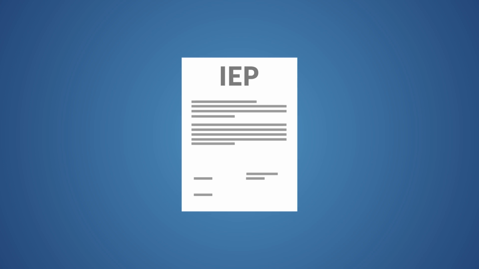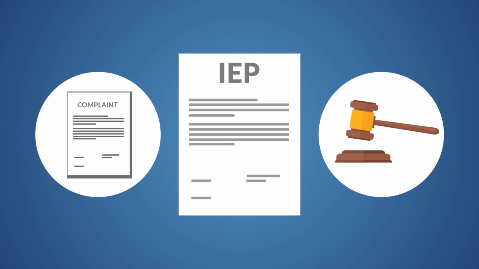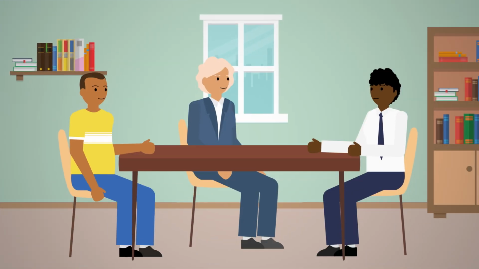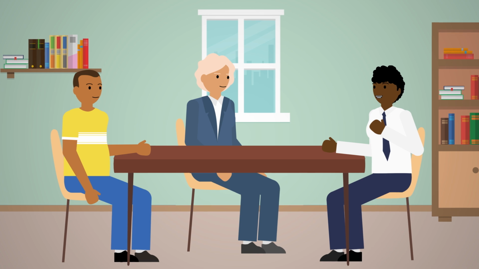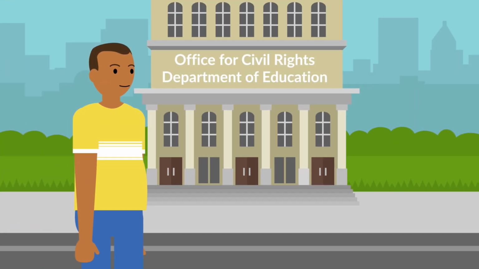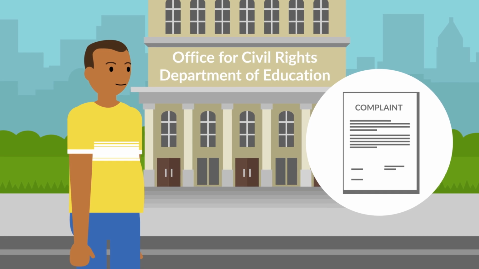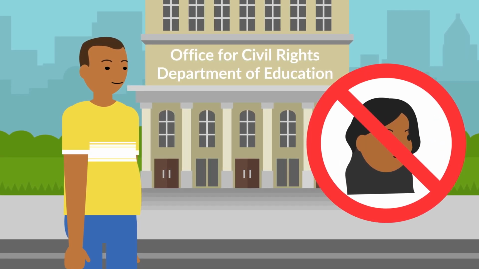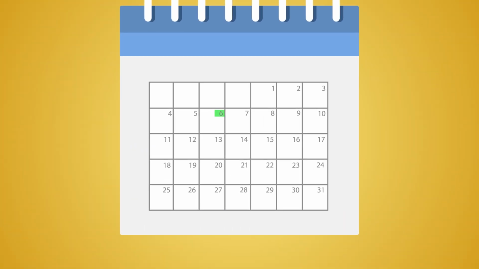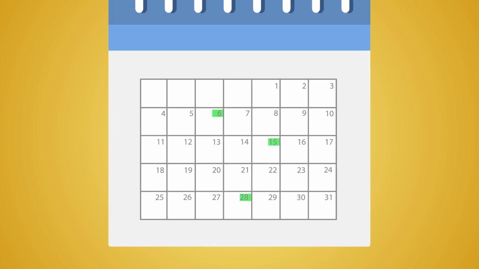When it comes to IEPs, options include filing a state complaint, requesting a due process hearing, or participating in a facilitated IEP meeting or mediation with the school to try to resolve the problem. With an IEP or 504 plan, a parent can also file a written complaint with the Federal Office for Civil Rights at the U.S. Department of Education if they believe they're being discriminated against because of their disability. Remember, there are procedures and timelines for all these options, so it's important to keep track of deadlines and requirements.